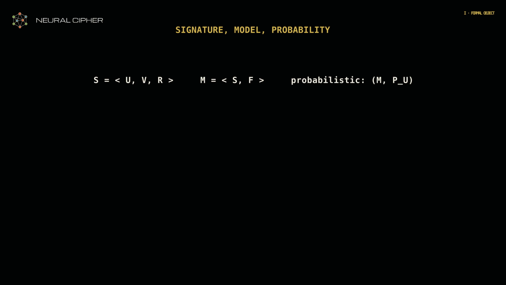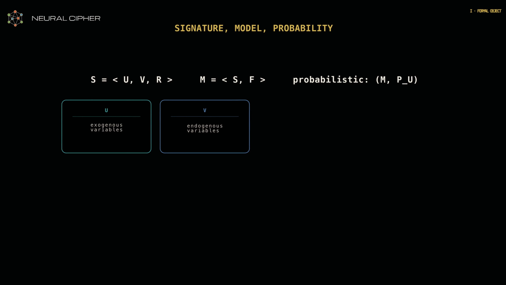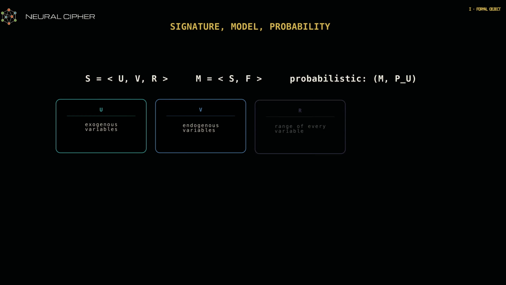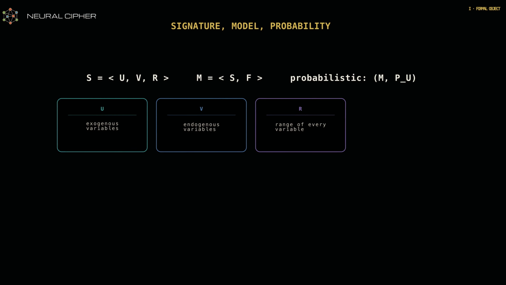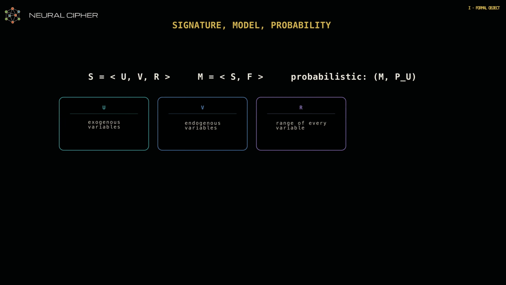Begin with a signature. There is a set U of exogenous variables, a set V of endogenous variables, and a range for every variable. The structural model adds a family F containing one assignment for each endogenous variable. A probabilistic SCM also supplies a probability measure P of U. A deterministic model may instead be evaluated at a fixed context U.